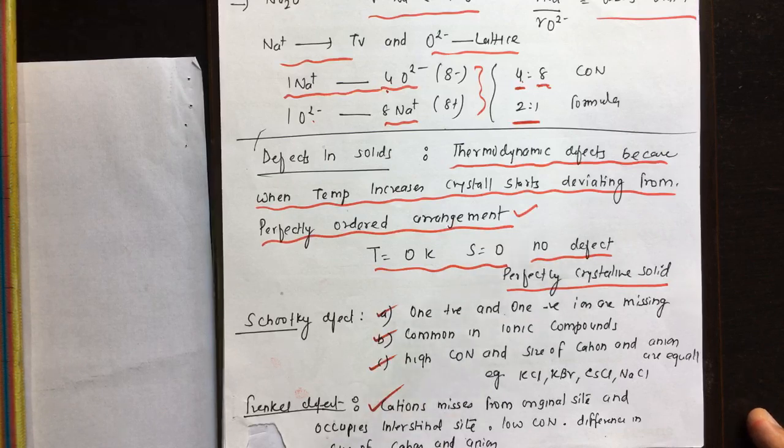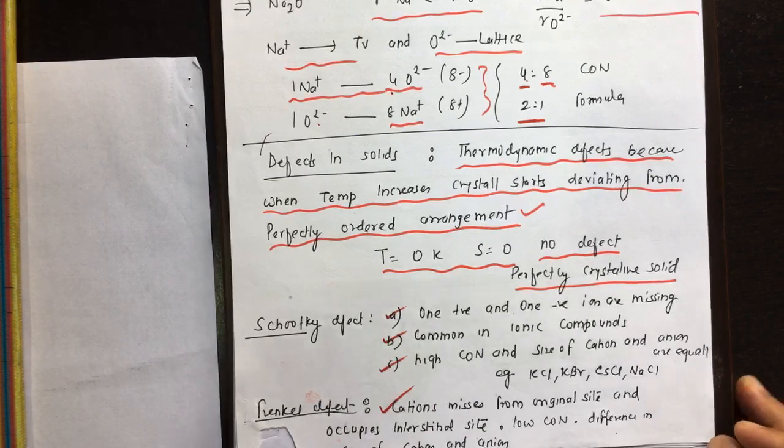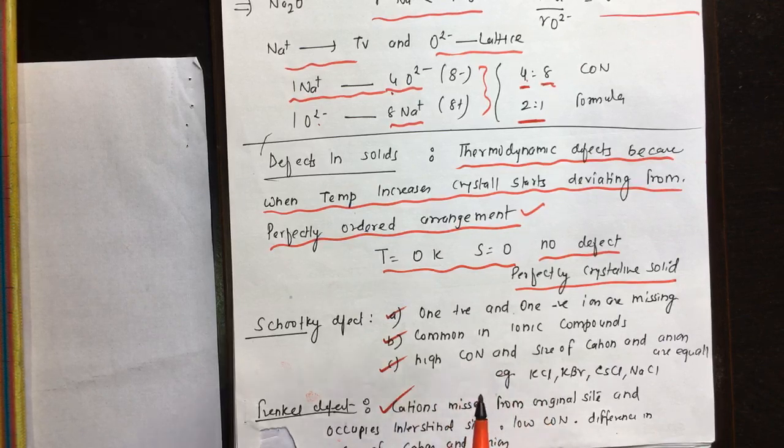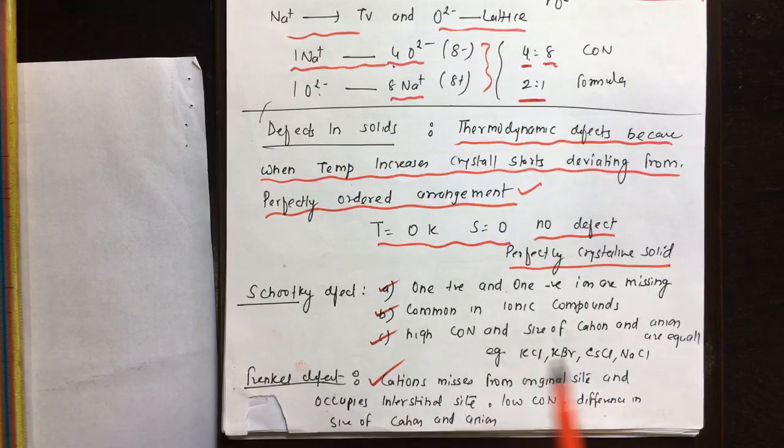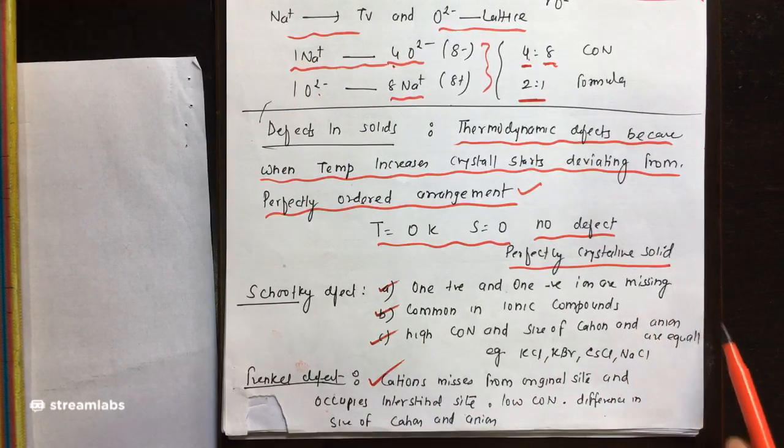We have other types of defect along with this. We have stoichiometric defects. In that we have a Schottky defect, and in this Schottky defect, what happens? Equal number of ions are missing from the lattice site. That is, one cation and one anion are missing from the lattice site. And second thing is, it is mostly common in ionic compounds and is seen with a high coordination number where the size of cation and anion are almost equal.